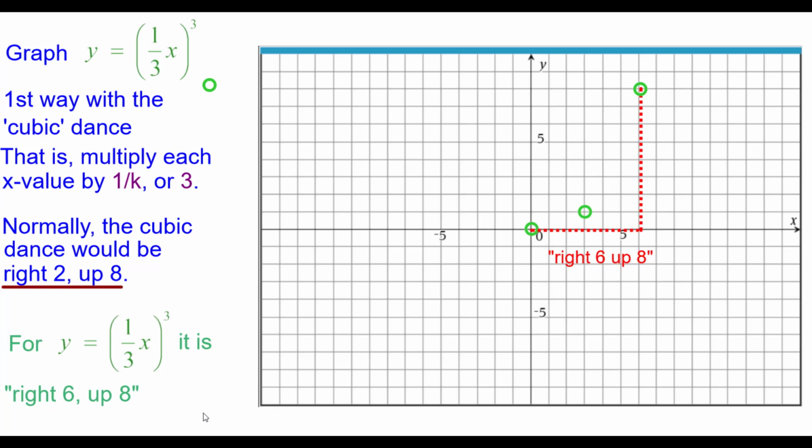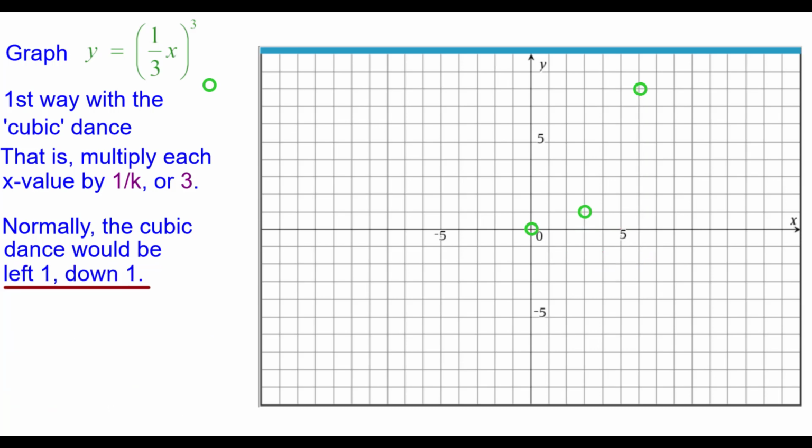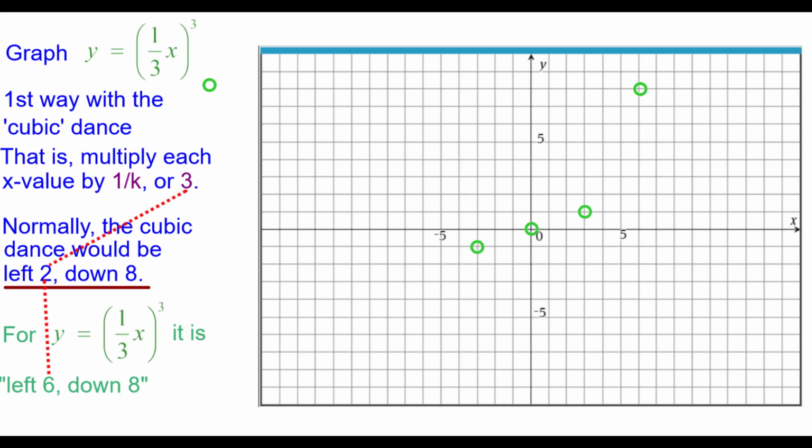Now you finish it. Find 2 points to the left of the origin, press pause, and press resume when you're ready to continue. Left 1 down 1, but in this case it'll be left 3 down 1, and then left 2 down 8 becomes left 6 down 8.